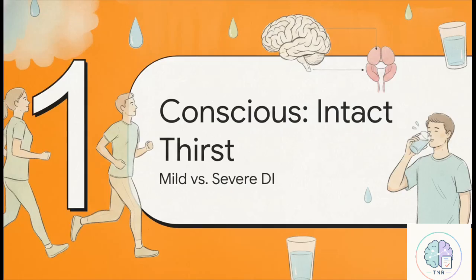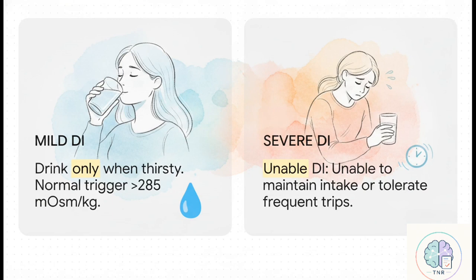All right, part 1, conscious patients with intact thirst. It's actually pretty fascinating how our body's built-in alarms completely dictate our treatment approach here. If the DI is mild and the patient's thirst mechanism is working perfectly, the protocol is brilliantly simple. Just tell the patient to drink only when they feel thirsty. Their body is going to naturally keep up with the fluid losses, which prevents overhydration. In a normal system, that thirst trigger kicks in when serum osmolality gets above roughly 285 milliosmoles per kilogram.